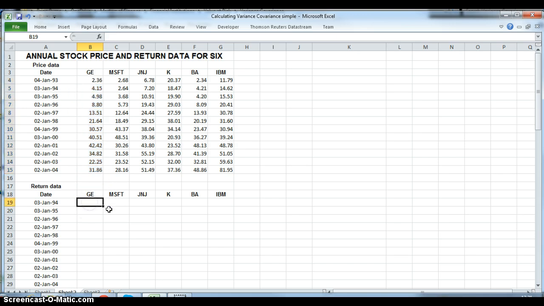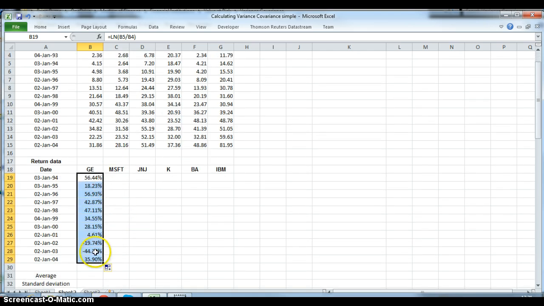The first thing we can do is take the log difference. So the next year divided by the previous year gives us the return from 1993 to 1994, and we pull that down.